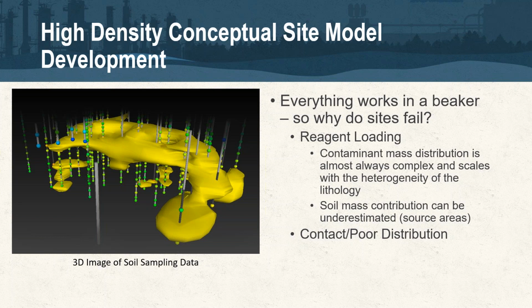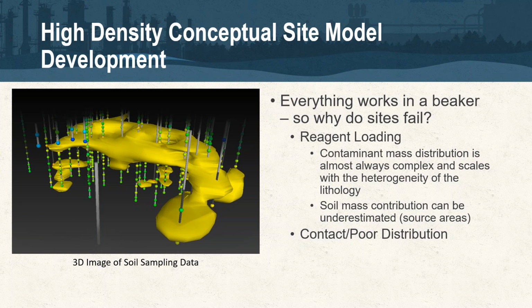And to spend a few minutes on that loading question, especially talking about source areas, what gets underestimated in my opinion, often is that sorbed mass component. We often don't have enough soil data to be able to really develop a really tight CSM, or it might be just sparse, or it might be old, or both. And so soil is really what we hone in on when we are looking at source area designs. This is where the RPI lab comes in.